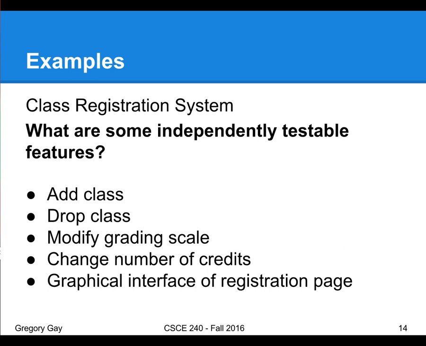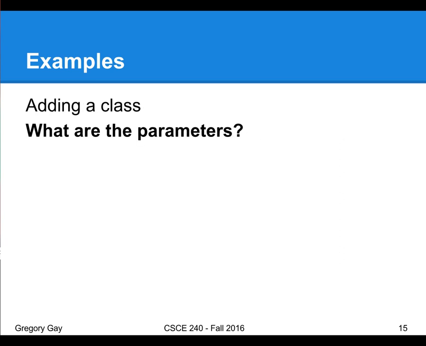And you can take each of those and run them in relative isolation from everything else, right? You can add a class without dropping a class. Now, for each of those, you need to think about, well, what are the parameters of this feature? What are the things that I can pass input to, in essence, right? So for adding a class, what would you see as some of the parameters of that we could vary? Like the class name or ID or something like that, right? Anything else? Whether or not the class is full.